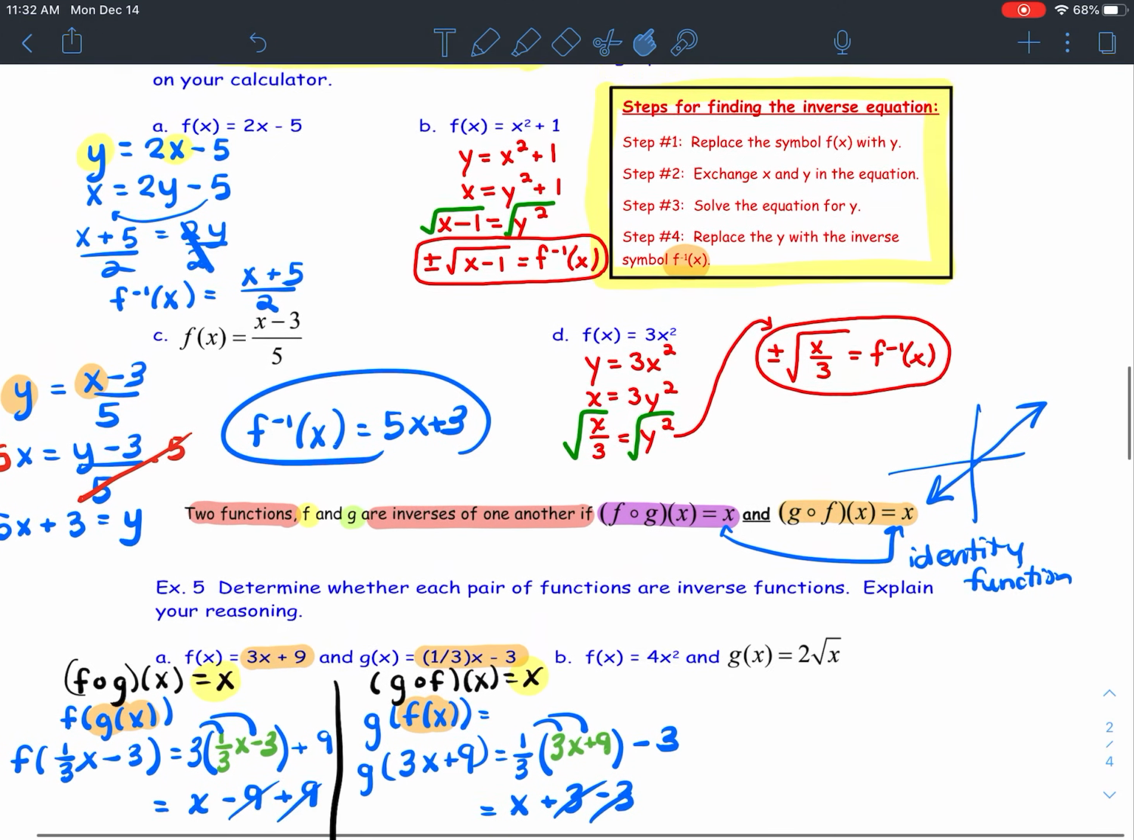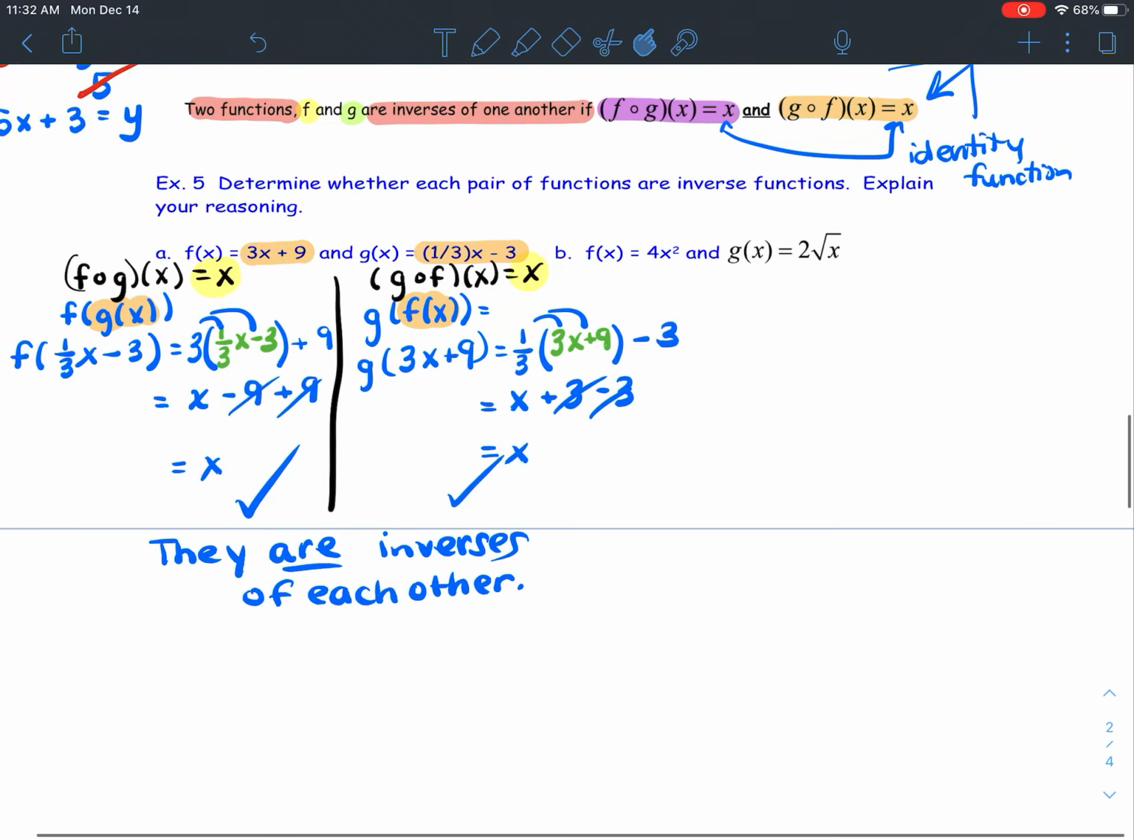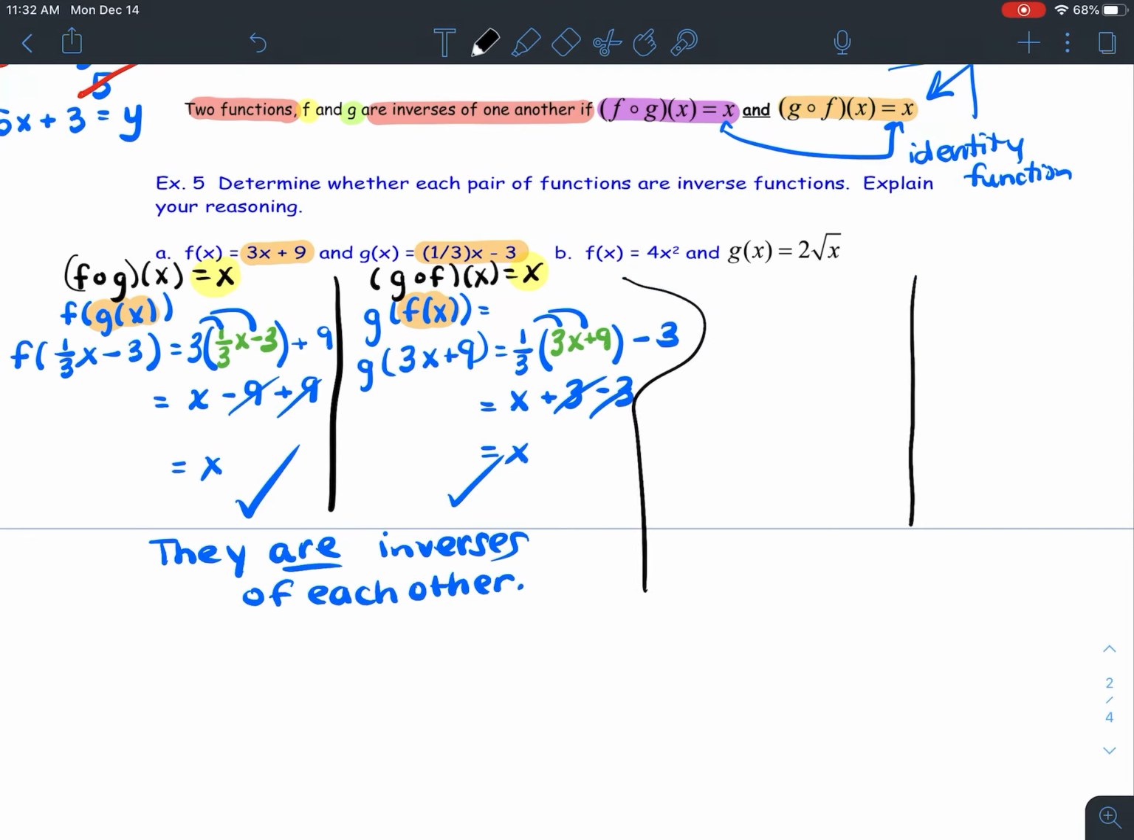Okay, what I don't want you to do is I don't want you to take one of the equations and simply do this 4-step process to see if you get the other equation. I understand that that is a logical way to go about doing this, but you need to be comfortable with knowing that when two functions are inverses of one another, this characteristic is true. So I want you to create 2 columns of work and go through each of these 2 compositions.